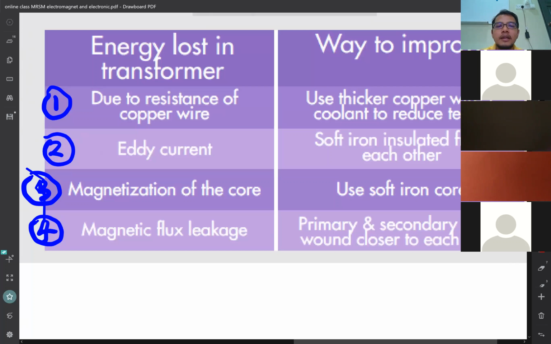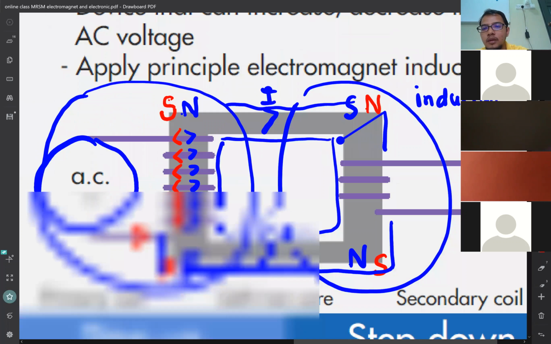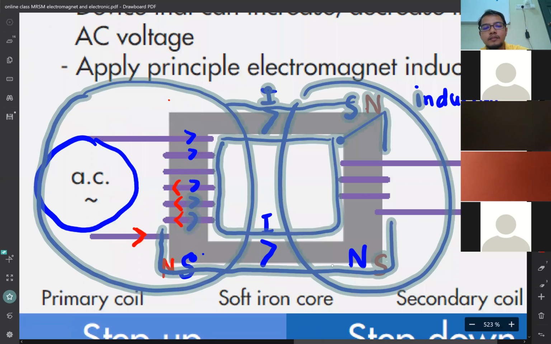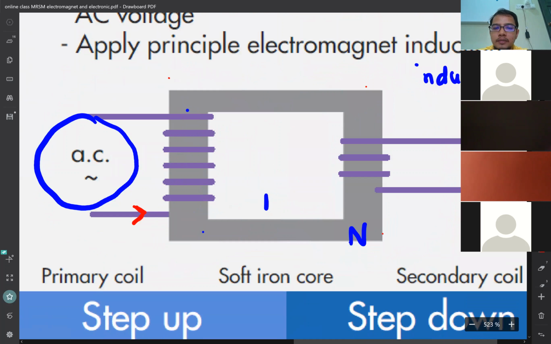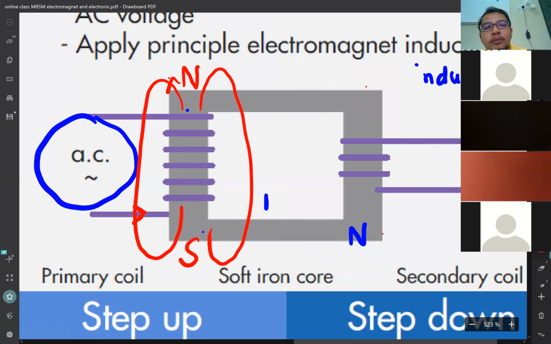Okay, magnetic flux is like this. Like I've told you earlier, this is north, this is south. So the magnetic field will flow from north to south, as what we have learned in the first subtopic, electromagnet.